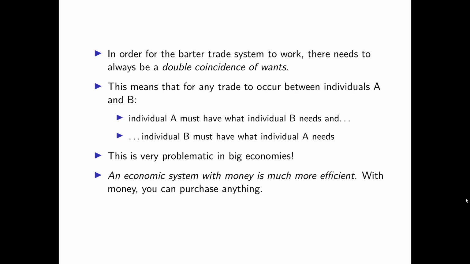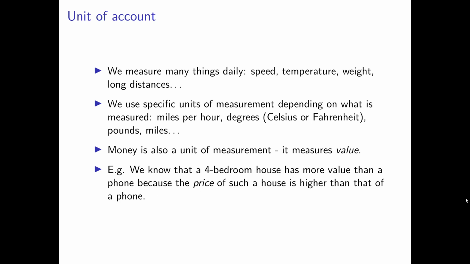Okay, so an economic system with money is much more efficient because anything can be purchased using the same medium, which is money, in all its forms. So you don't really need to look for someone who has what you need and who needs what you have. Okay, so this was the first function of money. Money is a medium of exchange.